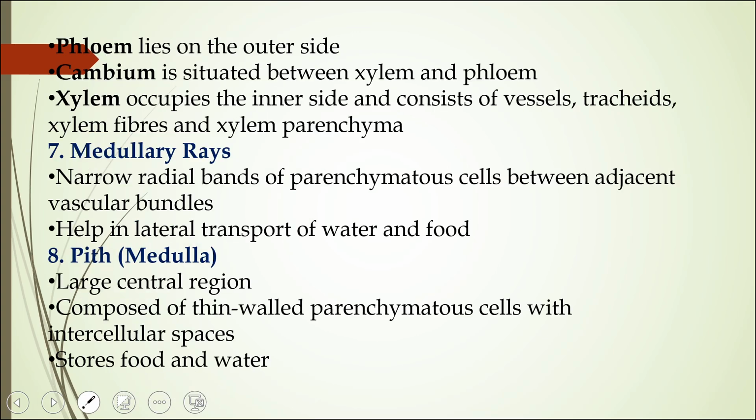The phloem contains phloem components like companion cells, phloem parenchyma, and sieve tubes. The xylem contains xylem components like xylem parenchyma, xylem fibers, xylem vessels, and tracheids. The cambium is situated between the xylem and phloem. The medullary rays are narrow radial bands of parenchymatous cells between adjacent vascular bundles, and they also help in lateral transport of water and food.